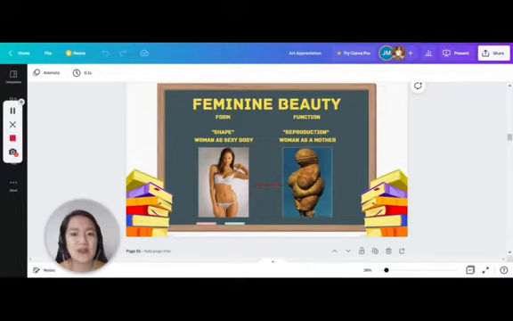Today I'm going to discuss feminine beauty in slides 51 to 65. In this lesson, there are two factors that would identify feminine beauty. The first one is form, or basically the shape of a woman's body. Next is function, or the woman's capability of giving birth or getting pregnant.